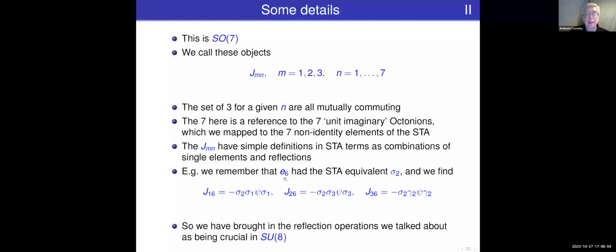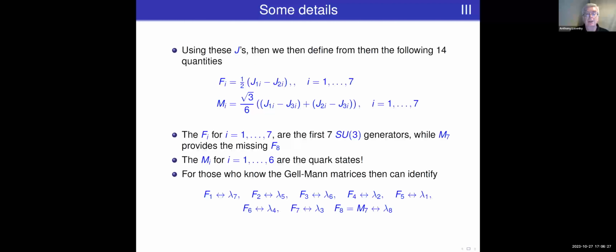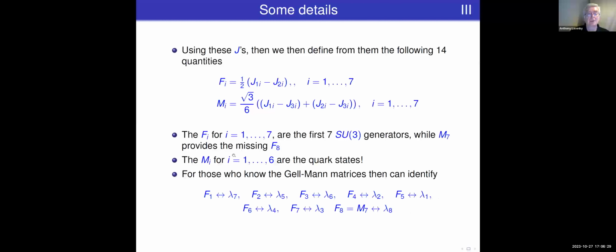If you remember that E6 had the STA equivalent of sigma 2, so this is just an example, you find that the J's for the 6th N are sigma 2 in each case times a set of 3 reflections. So it really is simple in the STA. And we brought in the reflection operations we talked about as being crucial in SU8. Now, sorry, this looks a bit of a mess.